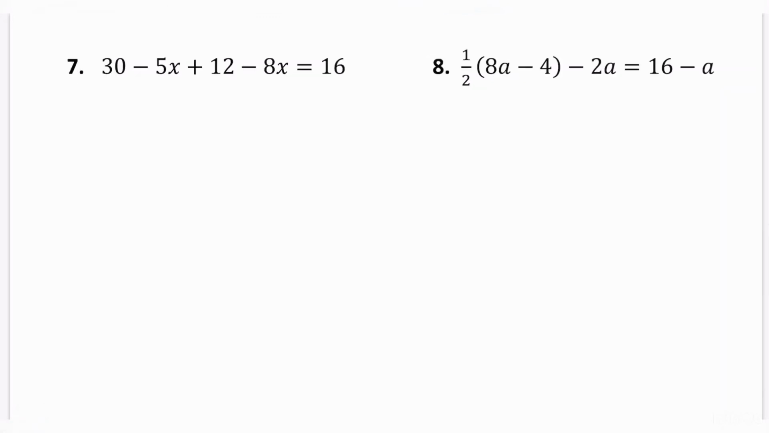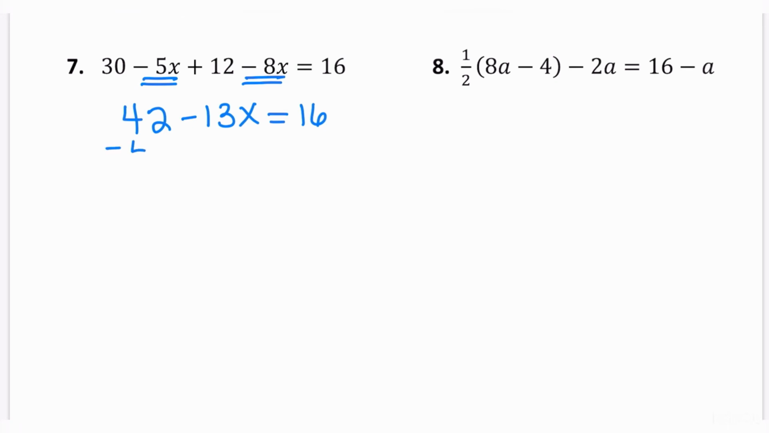In question number 7, again, on the same side of the equal sign, you can start off by combining like terms. Positive 30 and positive 12 gives me positive 42. Negative 5x and negative 8x gives me negative 13x is equal to 16. Now that I've combined like terms, I have to solve this equation.